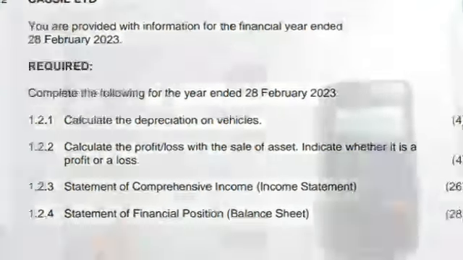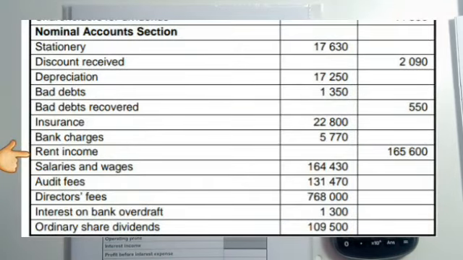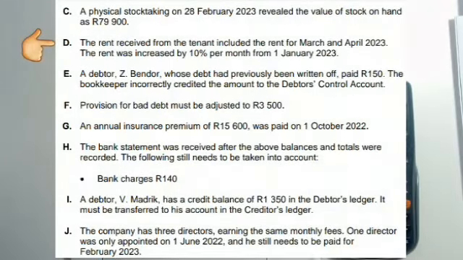You will see that the first few areas have already been shaded. We don't have to put in cost of sales, gross profit. We are starting with our other incomes. Our discount received has already been entered for us, and they want us to start with a rent income, which has already been given to us in our information as 165,600 rand.